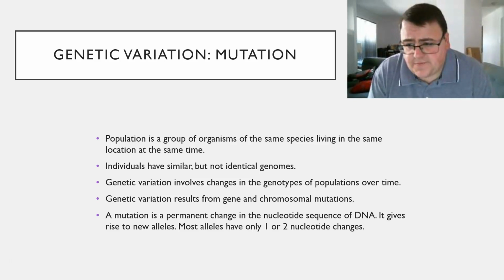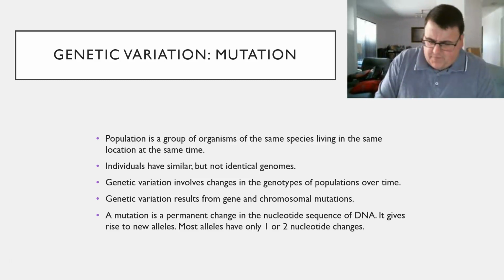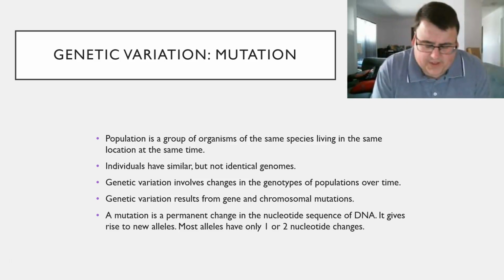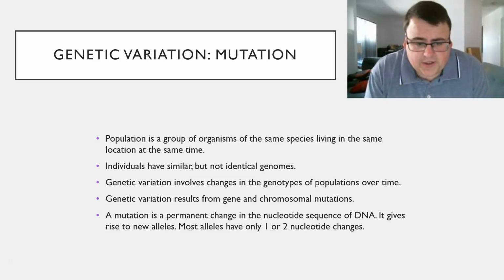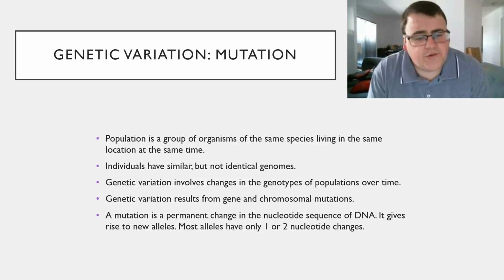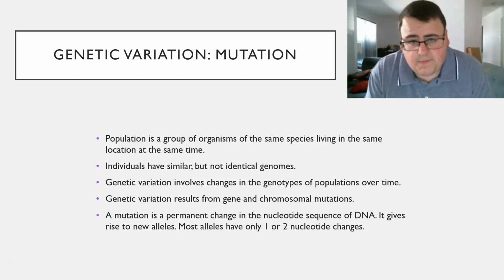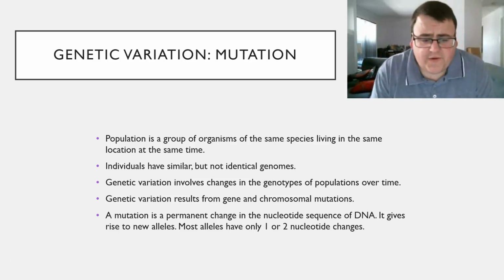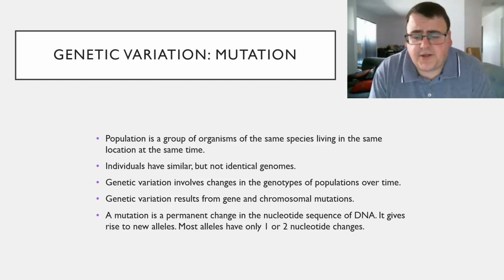First off, genetic variation and how genetic variation takes place via mutations. So some definitions we're going to go through. Some you might remember from ecosystems last year. A population is a group of organisms of the same species living in the same location at the same time. Now the individuals in that population will have similar but not identical genomes. Remembering genomes is just the layout of all the genes in an organism. What genetic variation is, is changes in the genotype of a population over time.